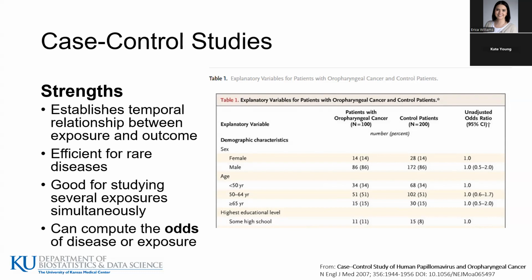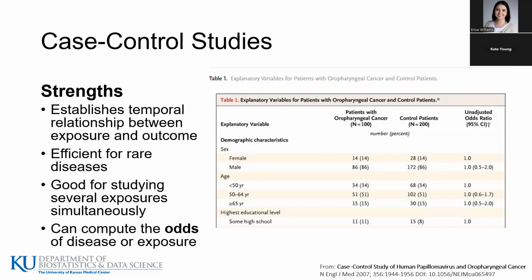So some strengths of case control studies are that we can establish a temporal relationship between exposure and outcome. This is efficient for rare diseases. That's because when we select the patients in the population, we can find those patients who have a rare disease and recruit them into our study, rather than finding the patients who have been exposed to a disease.